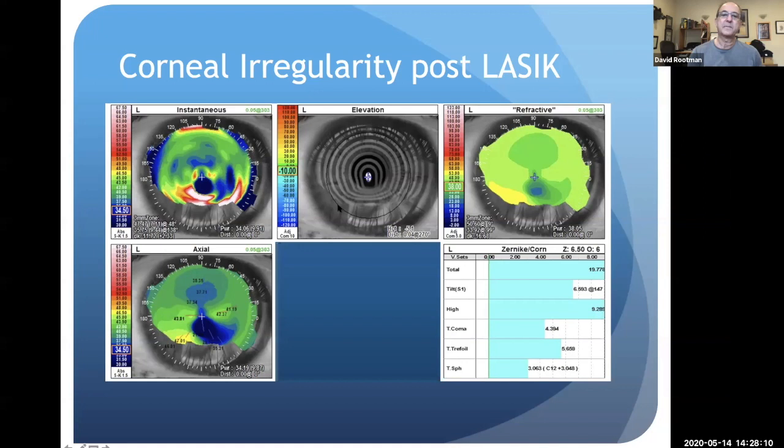Now, let me give you a little bit of history on this gentleman. He went overseas, and for the price of doing LASIK in Ontario, he was able to get a return ticket to the Far East, and had his LASIK done overseas. And when he came back for his post-op visit to the laser center, they said everything is fine.